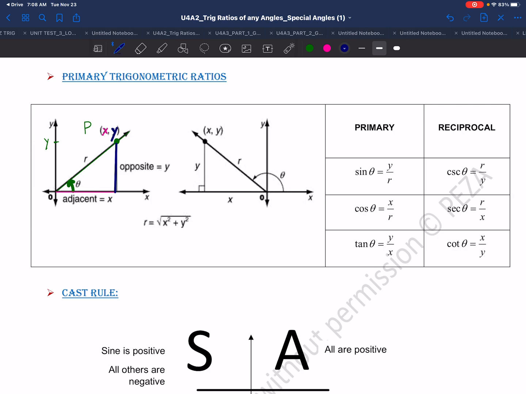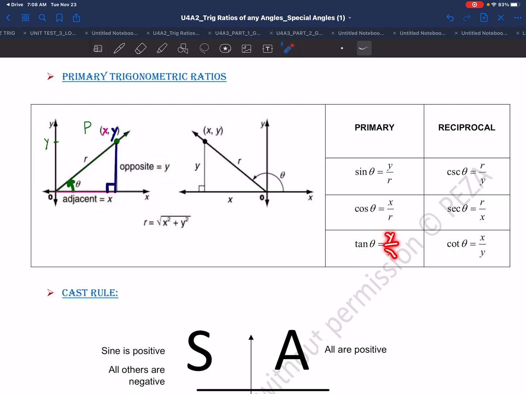So we are going to say that in this right angle triangle, the sine ratio will be opposite, which equals the value of y, over hypotenuse. So we say y over r. The cosine will be equal to adjacent over hypotenuse, which is x over r. And the tan ratio will be opposite over adjacent, which is y over x.